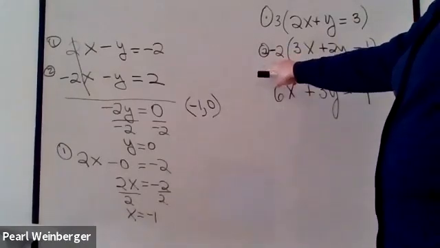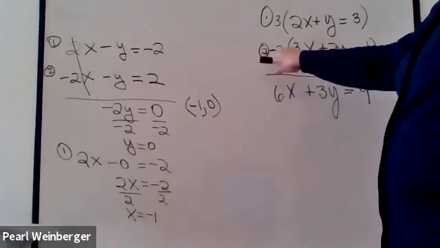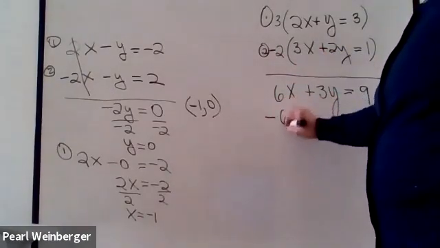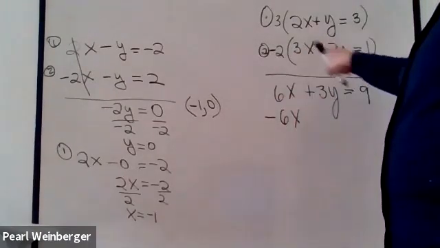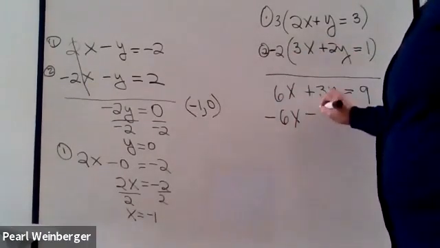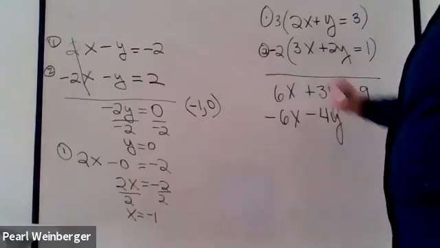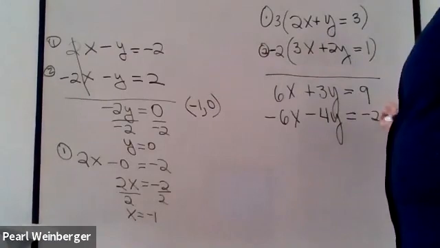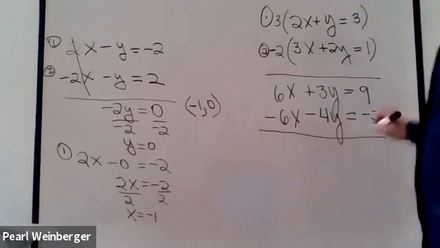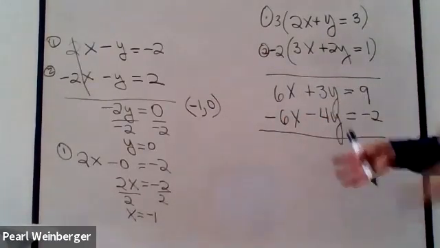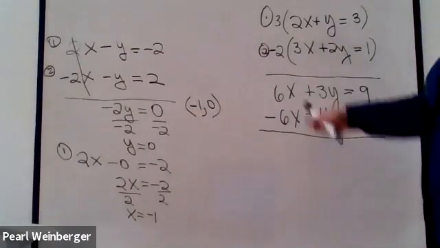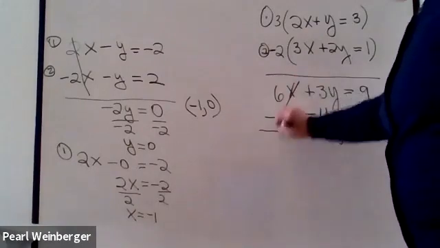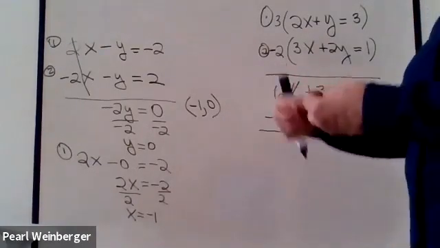Multiplying the second equation by the negative 2 will give me negative 2 times 3x is negative 6x. Negative 2 times 2y is negative 4y. And negative 2 times 1 is negative 2. And now look what happens when I add these two equations down. The 6x and the negative 6x are going to come out to be 0. They cancel out. That's what I'm trying to get.